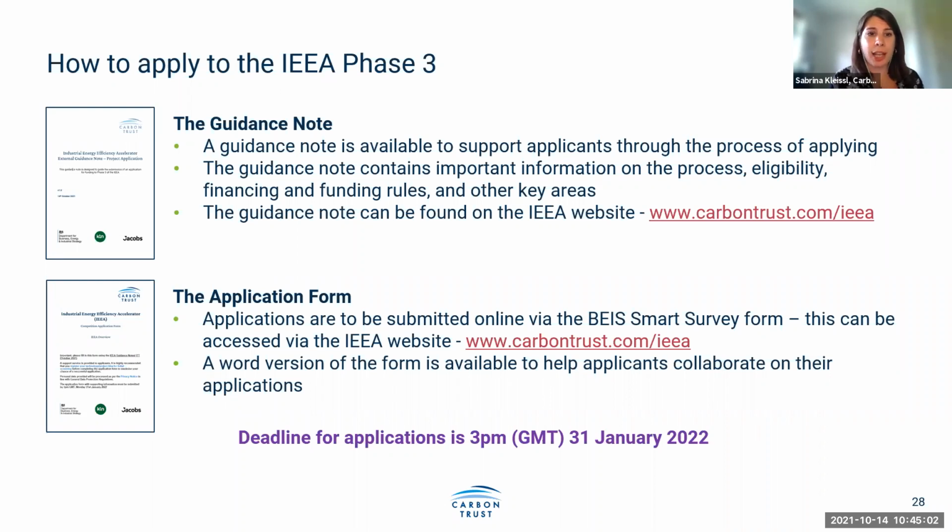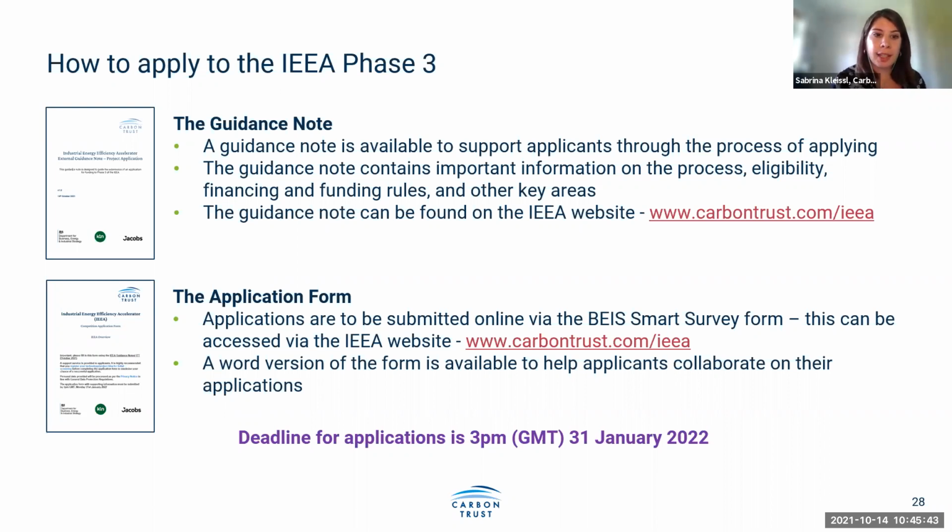All applications will be made via an online smart survey form. So to start an application, just access the application form through the IEEA website. You can save your progress and return to the application form at any time, and the application form will go live today. You will also be able to download a Word version of the application form, which you can use to build a draft and share between partners to gather data and agree on the content before then submitting online. The IEEA team can also provide advice on completing the application form, so please do ask us if you have any questions about this.